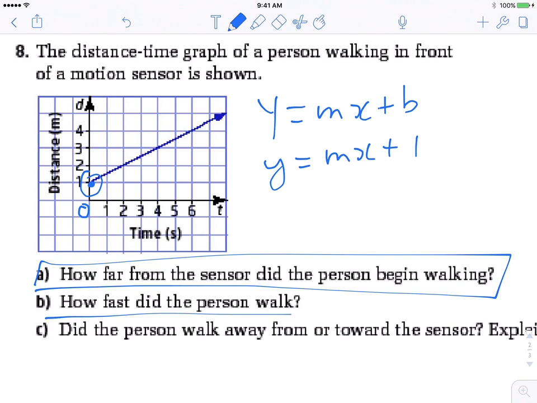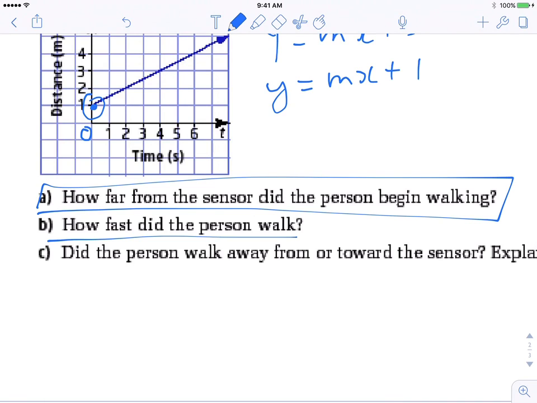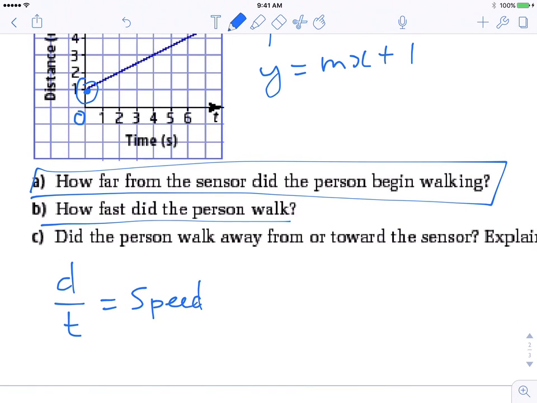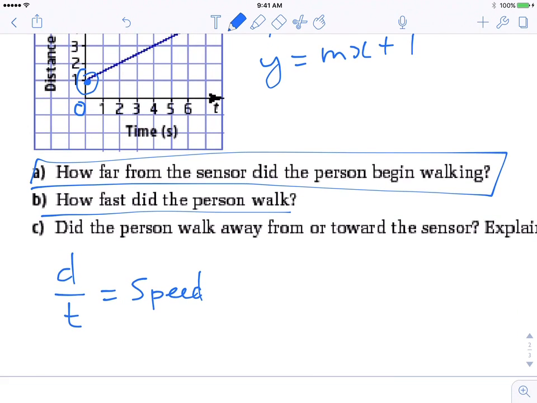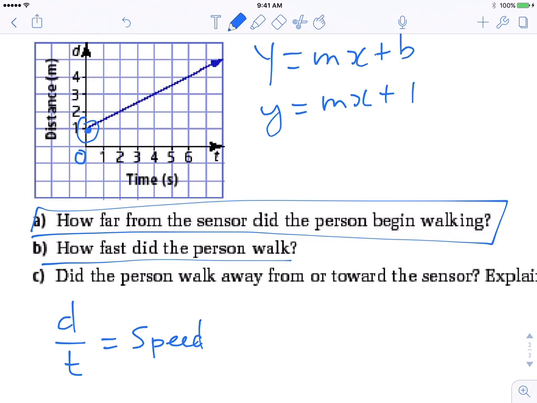How fast did the person walk? Well, slope, in this case, we have distance on the y-axis, and the x-axis is time in seconds. Distance divided by time is speed. So you'll recall in distance time graphs, the slope is the speed. So let's calculate the slope. We already know the point 0, 1 is one point on our graph. And let me look for another coordinate. I can look at this coordinate right here, 4, 3. Looks like a reasonable coordinate. It's crossing through the grid points.